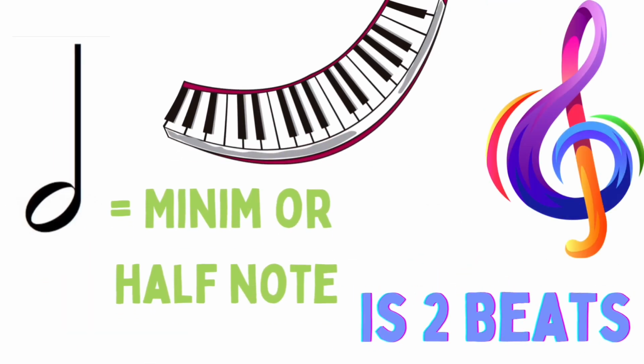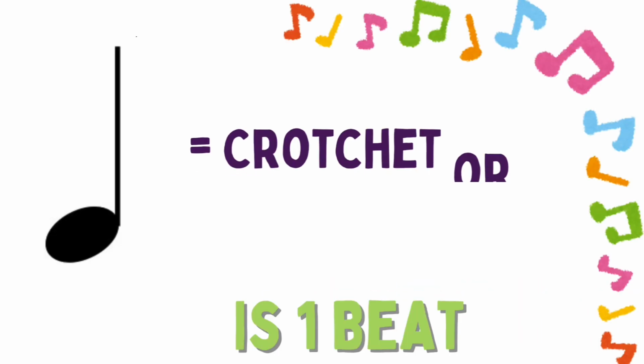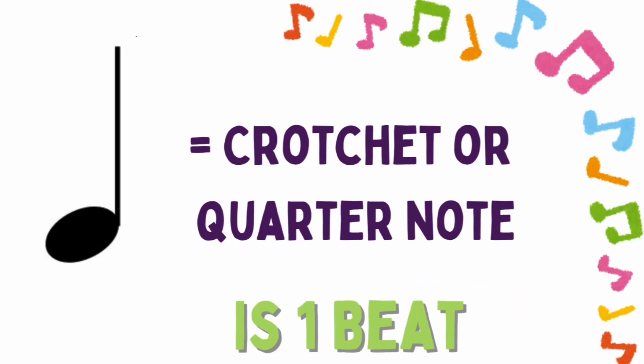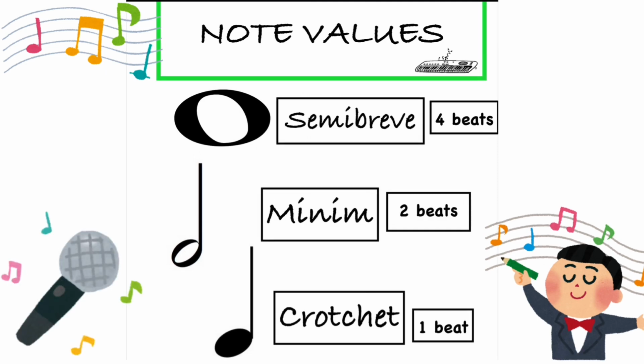A minim is 2 beats, like 1, 2, and it's also known as a half note. A crotchet is 1 beat, like 1, and it's also known as a quarter note. Okay, so to review, semi-breve 4, minim 2, crotchet 1.